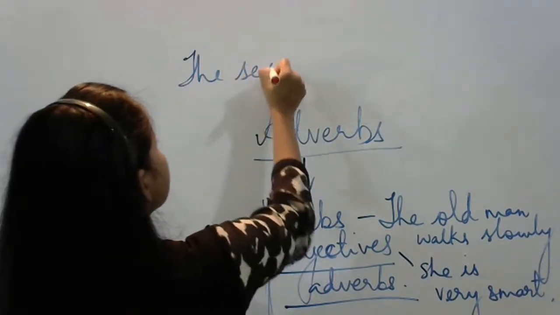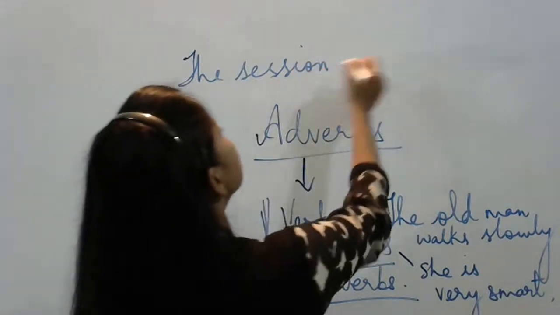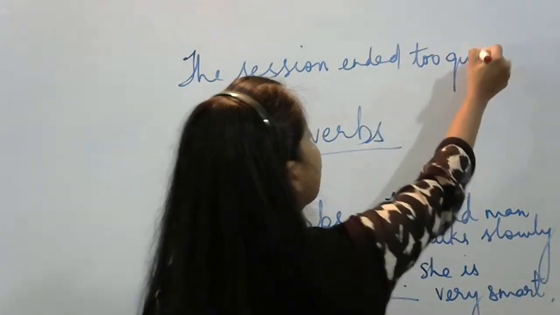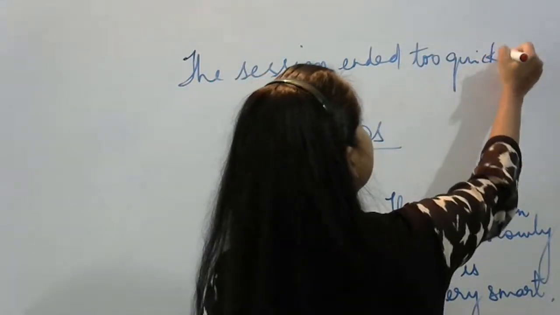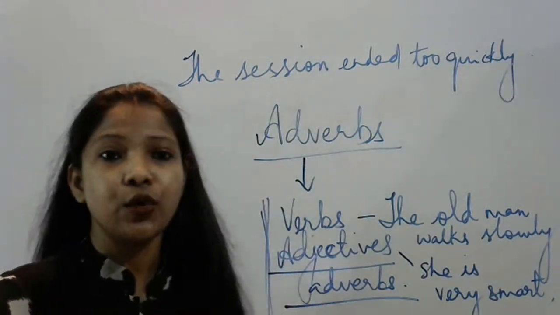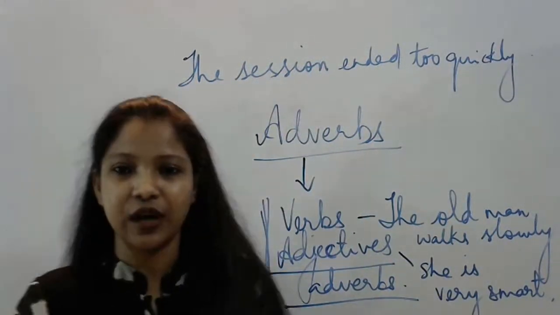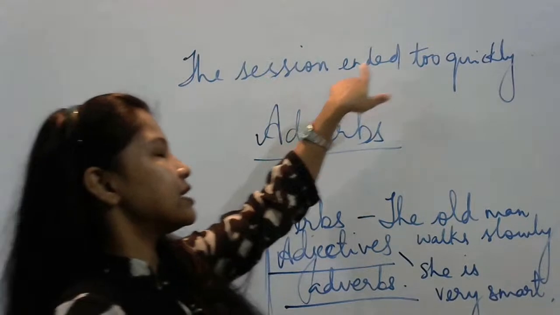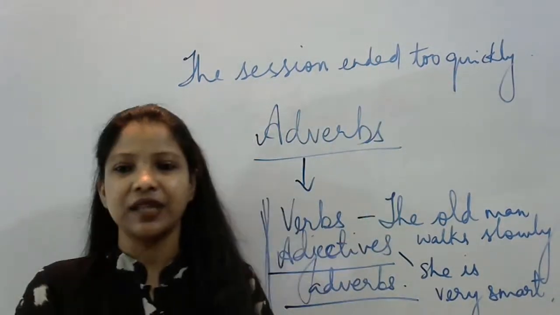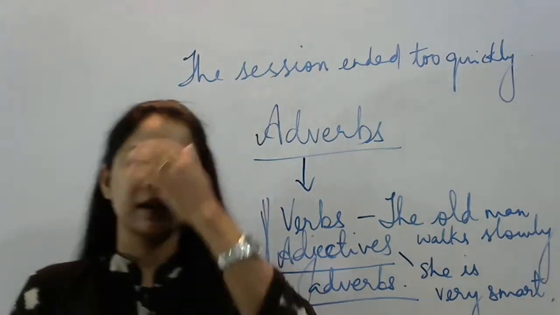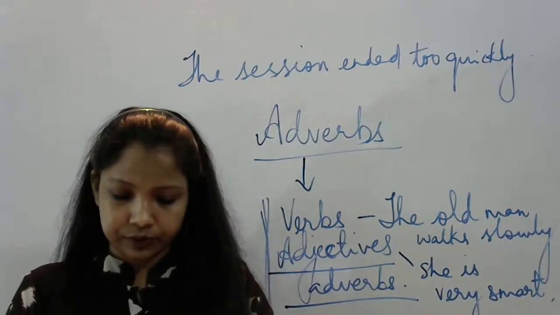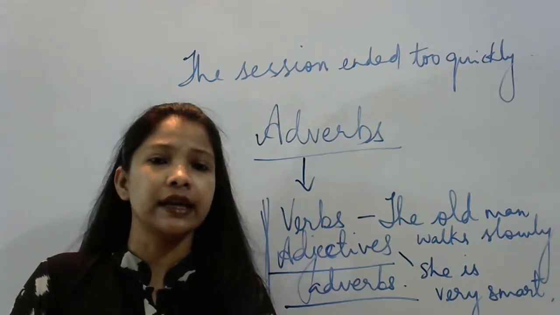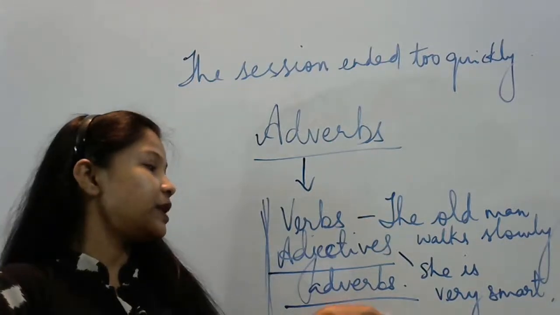The session ended too quickly. I hope it's visible. Yeah, quickly. The session ended too quickly. So can you pick out the adverb from the sentence? The session ended too quickly. Pick out the adverb from the sentence. The below part I have not written anything, Pratyusha. Whatever is visible, I have written.